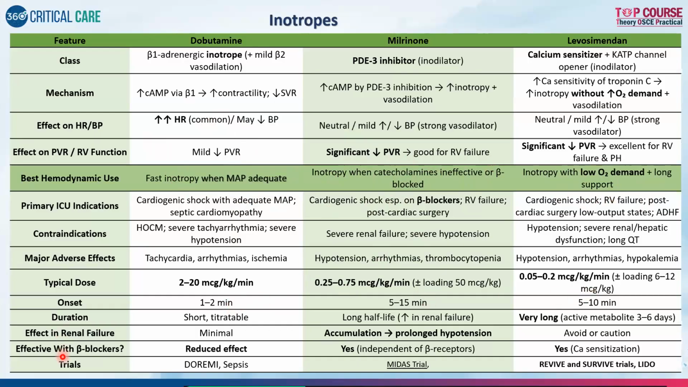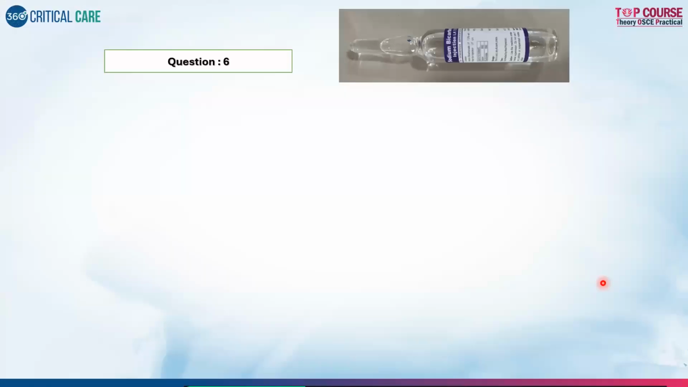All right. And effect in case of renal failure, milrinone cannot be used because there is prolonged hypotension, and we also need to avoid or be cautious in case of renal failure while using levosimendan. Next, the trials: for milrinone, the MIDAS trial, and for levosimendan, we have the CHEETAH, the REVIVE, SURVIVE, and LIDO trials. So these trials might be asked, and it helps to clinch additional points in the exam.